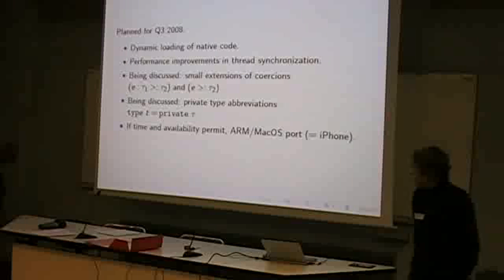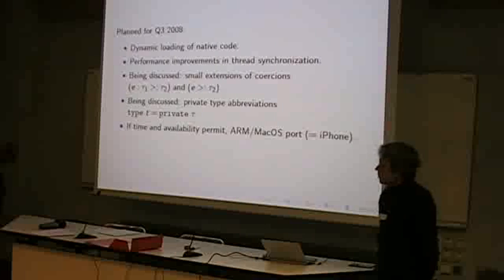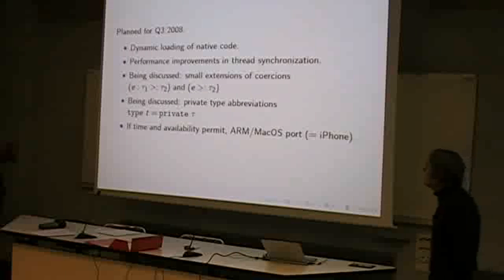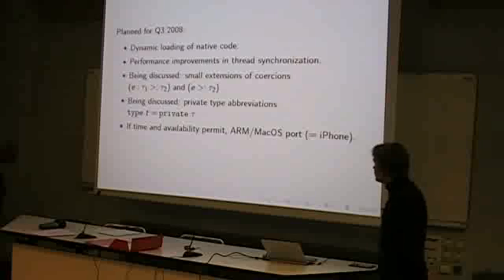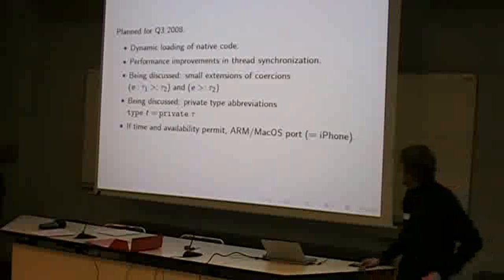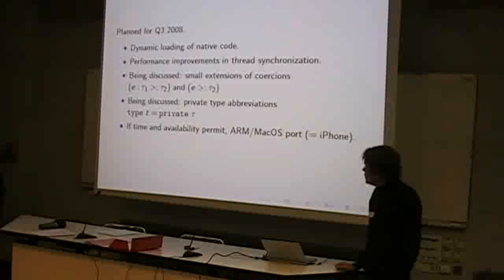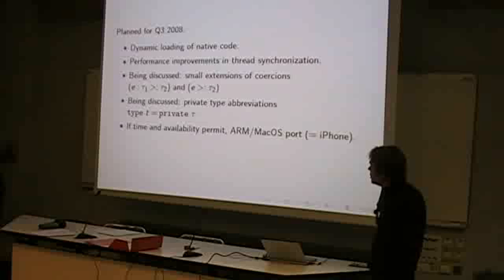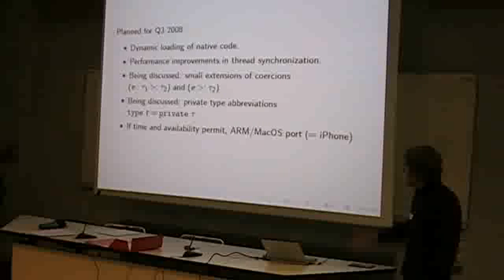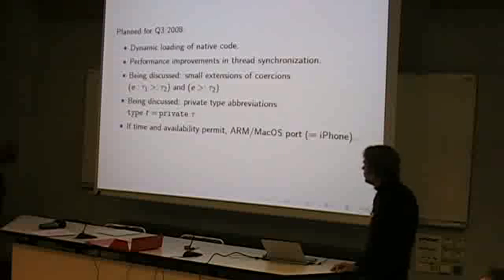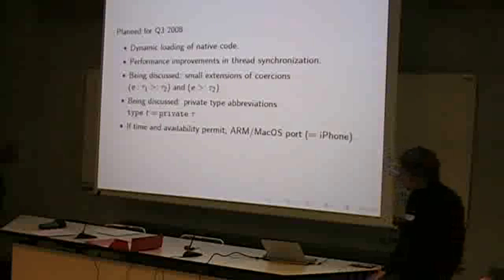There are two small language extensions that are being discussed, so we are not committed yet on them. One is a small extension of the coercion mechanism, one that lets you go from type tau1 to compatible type tau2, and the other form where you omit the tau1 and let the compiler infer it. In particular, Jacques Garrigue has some idea for more clever inference of tau1 in the latter case.